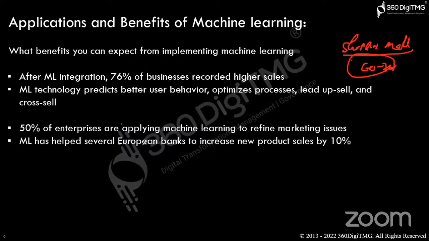50% of the enterprises are applying machine learning to refine marketing issues. Most of the companies, like 50% of the enterprises, are applying machine learning algorithms to monitor whatever products they have, whether there is demand or not. It is not possible to monitor each and everything, so in that case, you can simply deploy a machine learning algorithm.